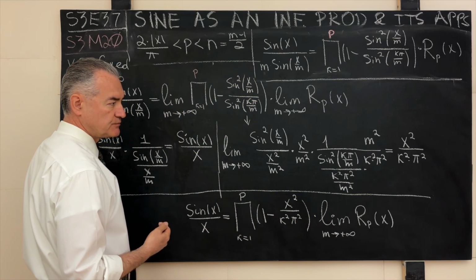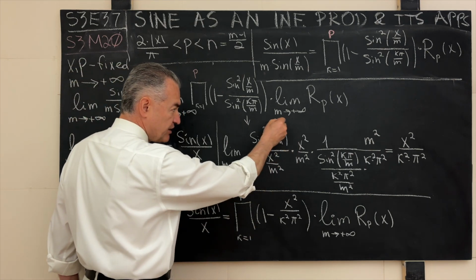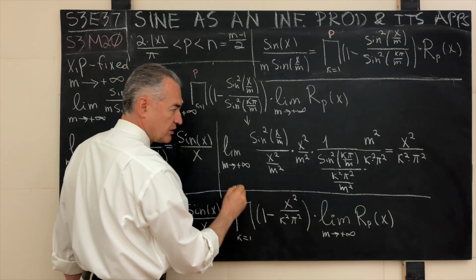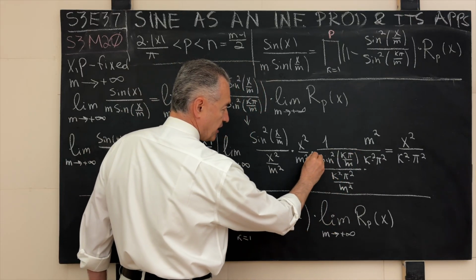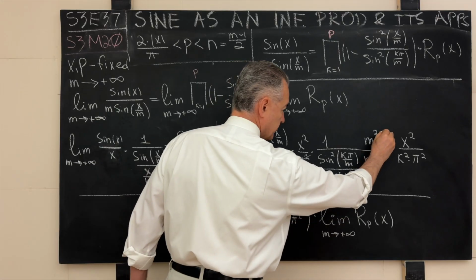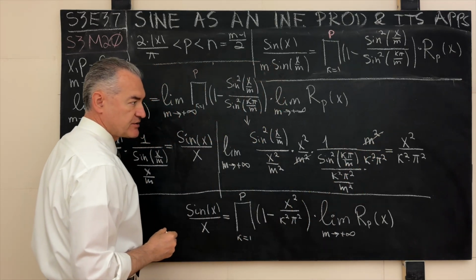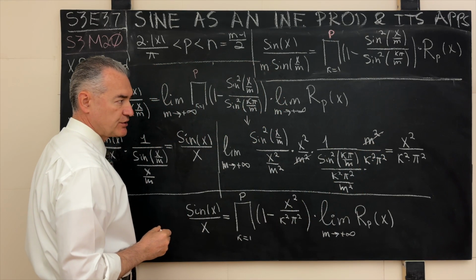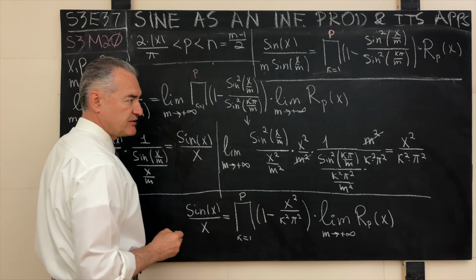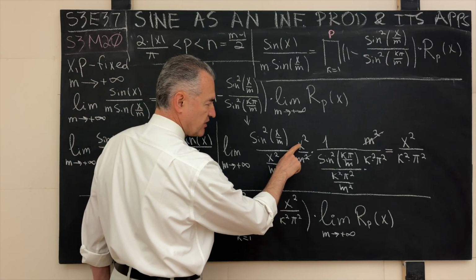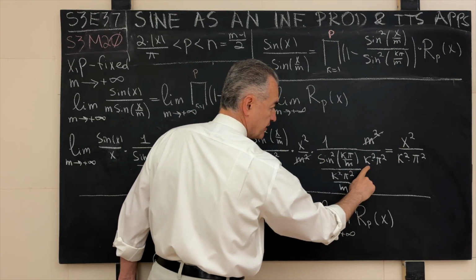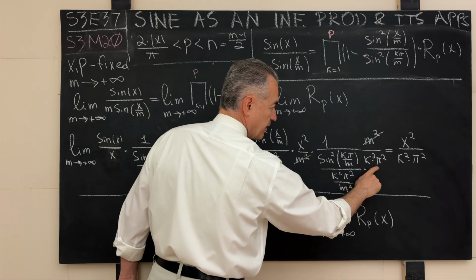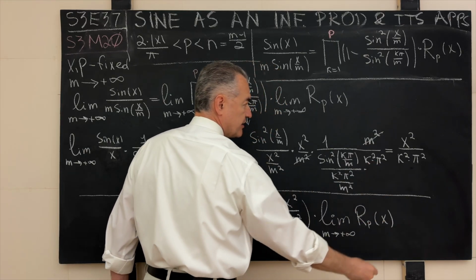So what do we see now? We see that this is a limit that becomes 1. This is a limit that becomes 1. And what do we have here? We have m squared and m squared over here cancel each other out. And what survives in the end? In the end, we have the following material that survives: x squared in the numerator, and k squared times pi squared in the denominator. And this is the answer.